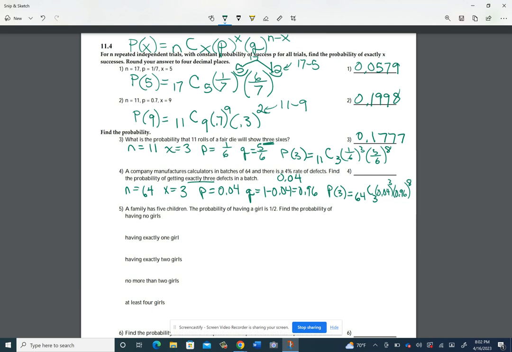Oops, no, I was thinking about the previous question, because it was also exactly 3, but we had 64 calculators on this one. So it'd be raised to the 61st power. I'd get that by subtracting 3 from 64. Okay, and then type that in. And let's see, if I rounded to 4 decimal places, it was 0.2210. I'm not sure what they wanted that rounded to.